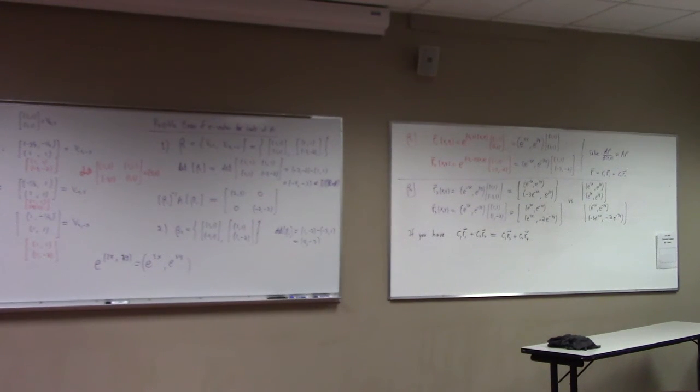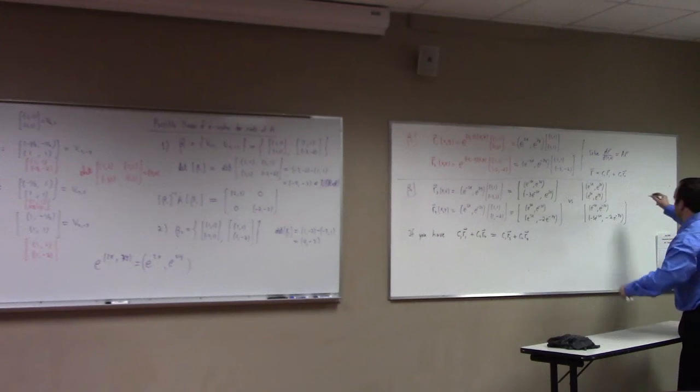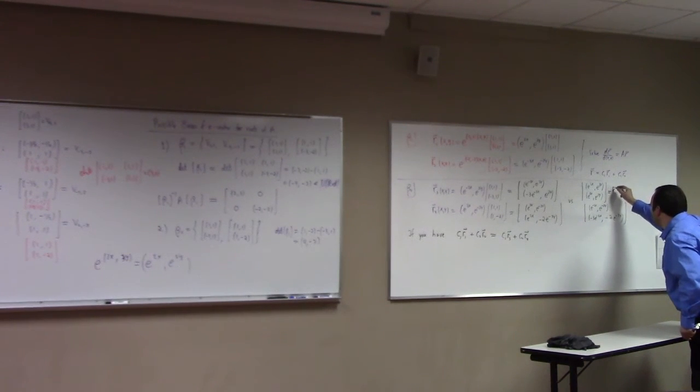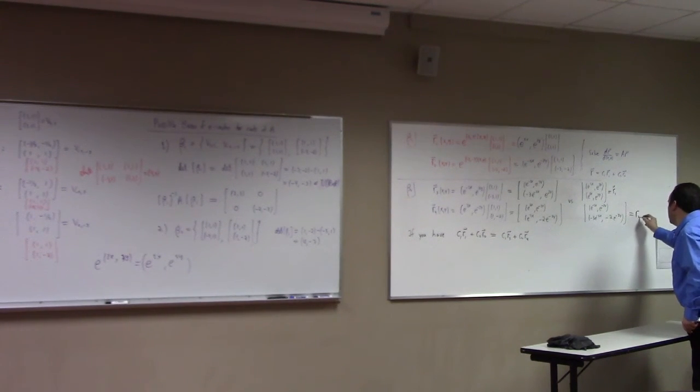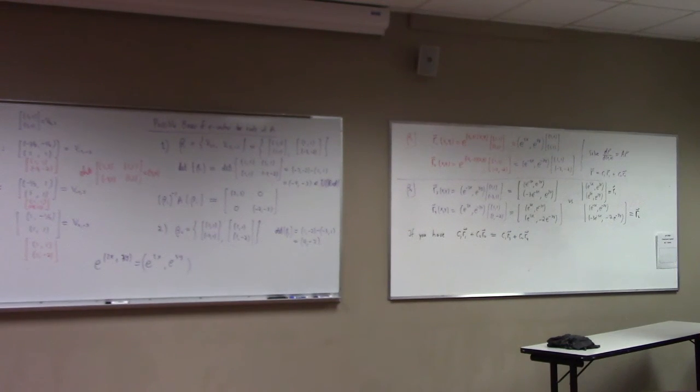R3. I'm sorry, I should write this down. This is R1, right? R1, R2. So C1 R1. C1. Oh, okay, okay. Yeah, I don't think it's that simple.